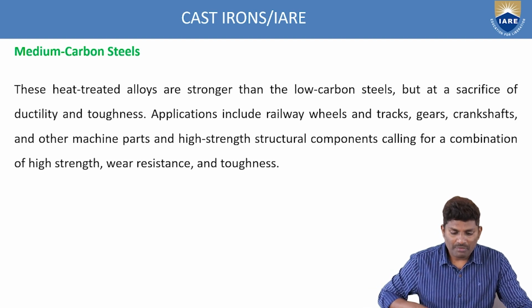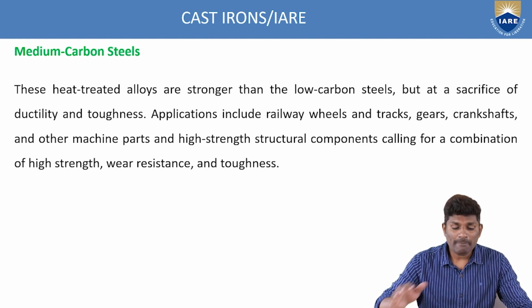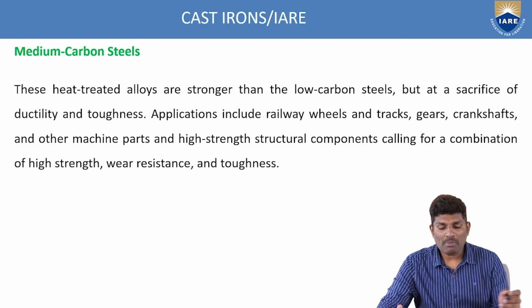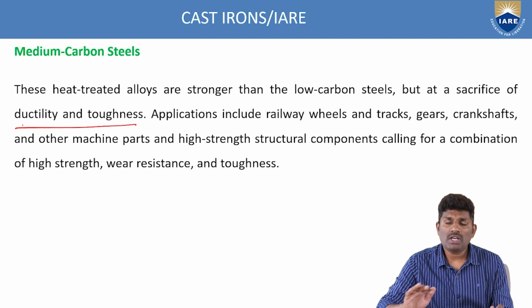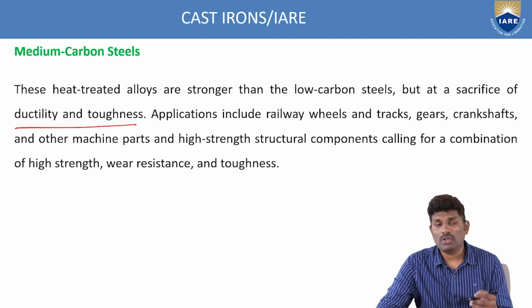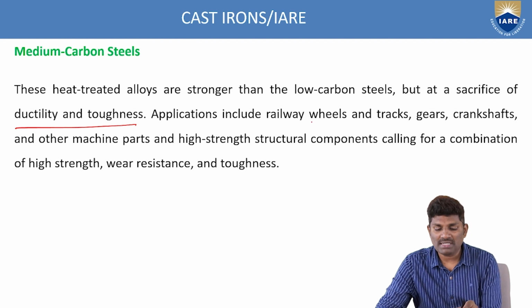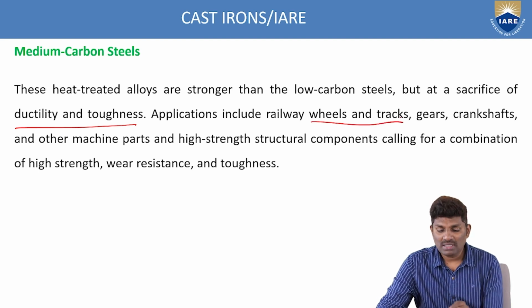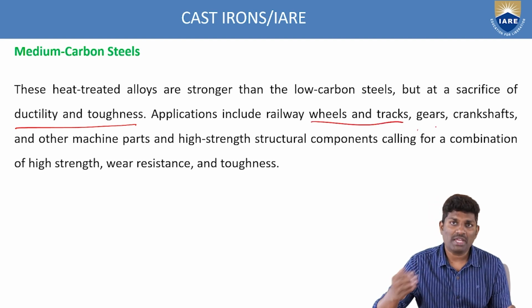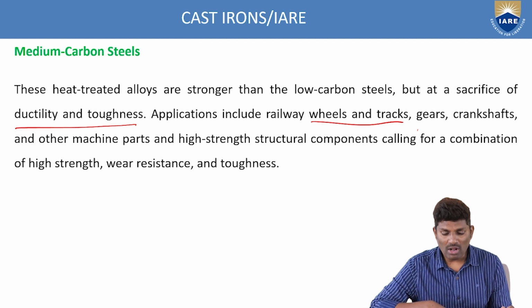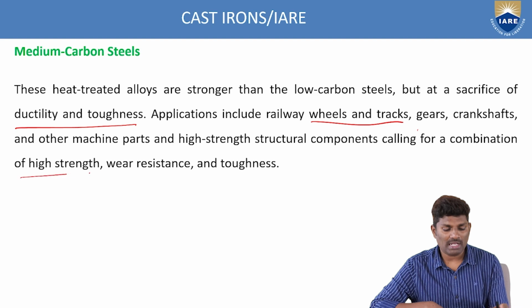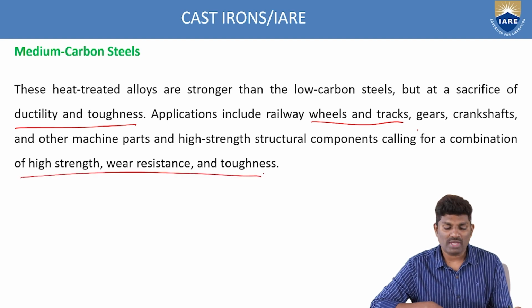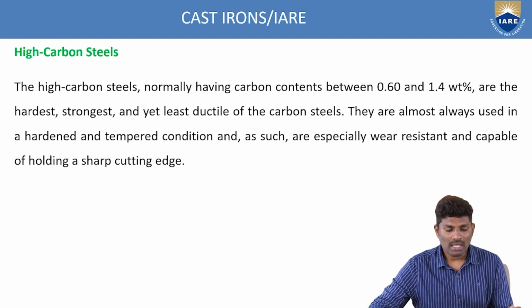Now, if you see the mechanical properties individually, what are they? It has good ductile and toughness nature. Because of this ductility as well as toughness, you can use these medium carbon steels in the tracks of wheels, gears, crankshafts, and other applications of mechanical parts. And also, by adding a combination of different types of alloying elements, you can increase the strength, wear resistance, as well as the toughness of the material.